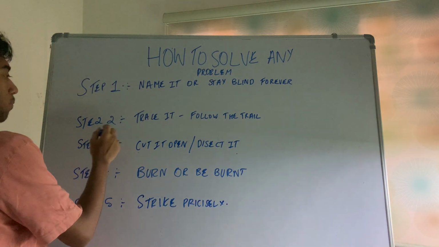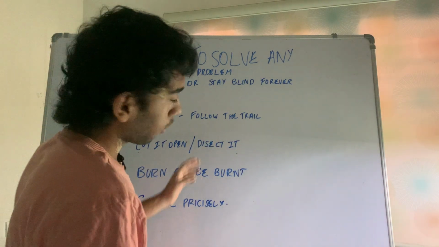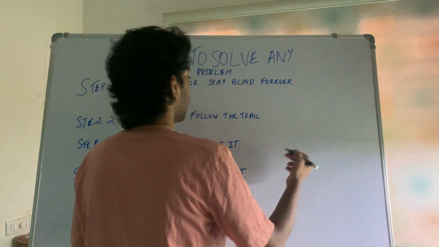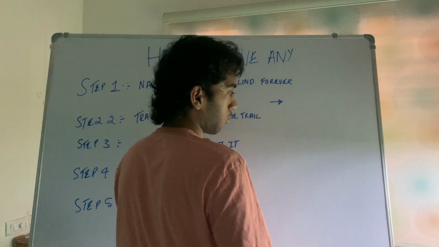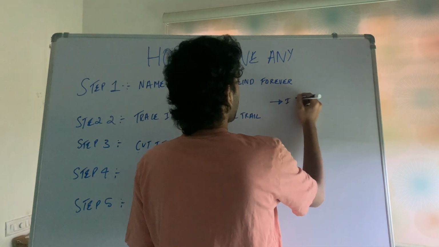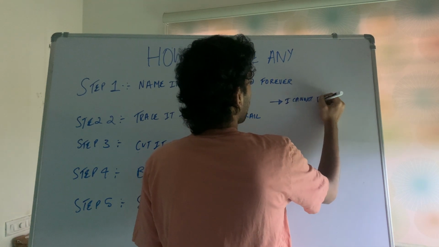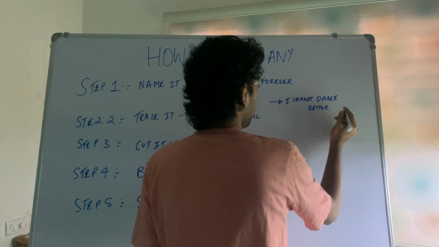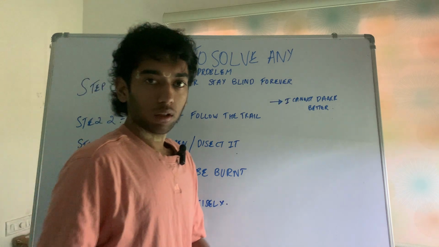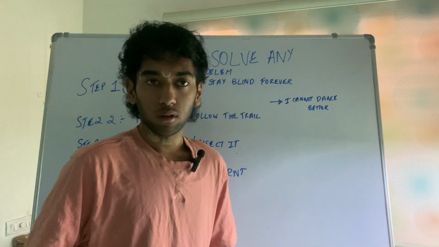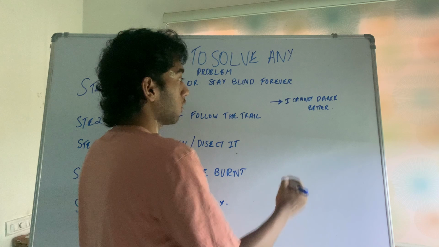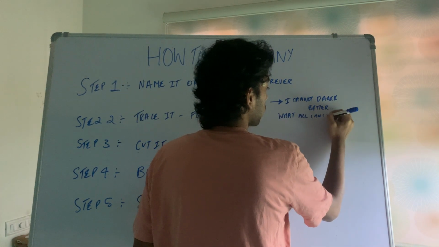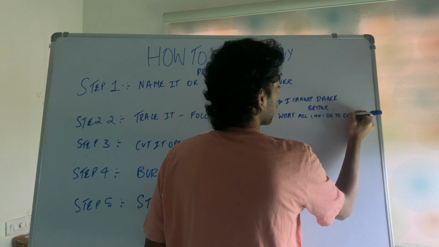Now, step 2, trace it or follow the trail. Now what does that mean? Now let me give you an example problem. The example problem being, hmm, what do we take? The example problem being I cannot dance better. Now, I cannot dance better is not a fully proper question. The proper question can be: what all can I do to dance better?